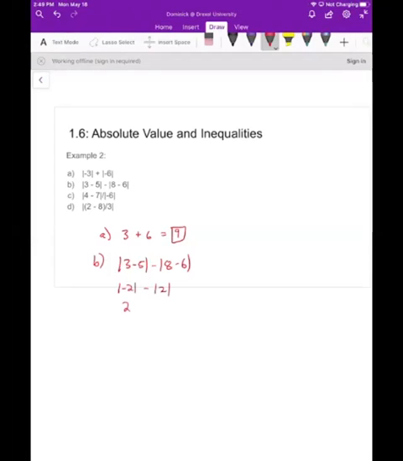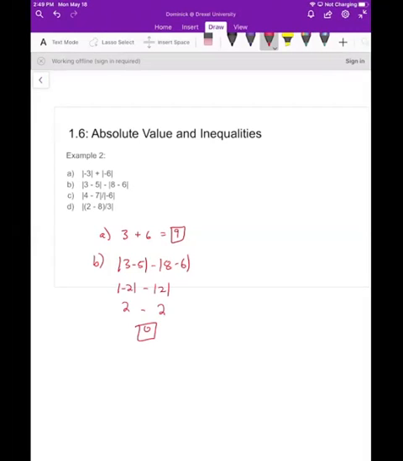But now the absolute value of -2 is 2. The absolute value of 2 is 2. And if we subtract them, we get a 0. All right, in part C, we have the absolute value of 4 minus 7 divided by the absolute value of -6. So up top, we're going to get an absolute value of -3, and the bottom is just going to be 6. So then we get 3 over 6, which is 1/2.